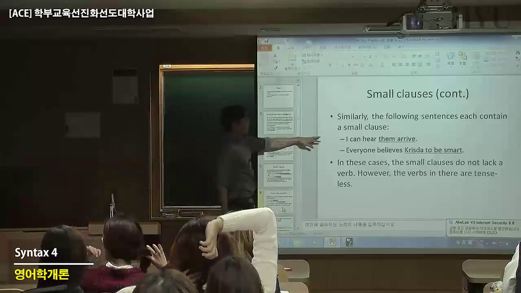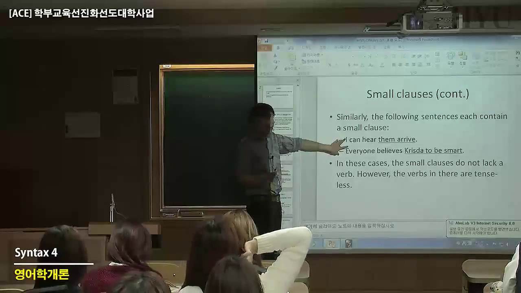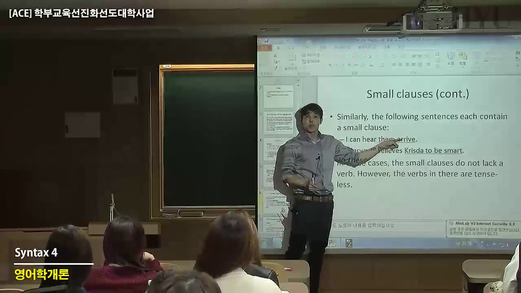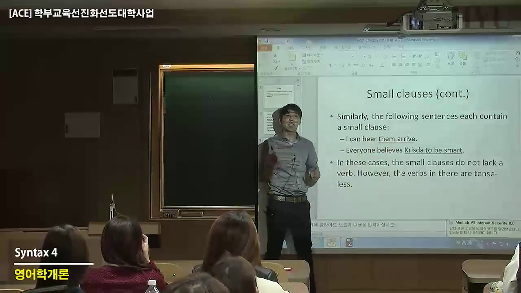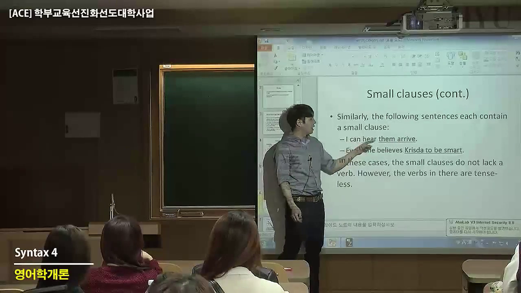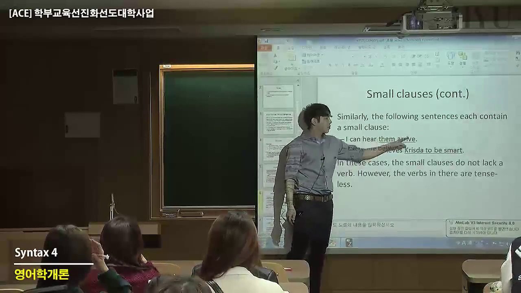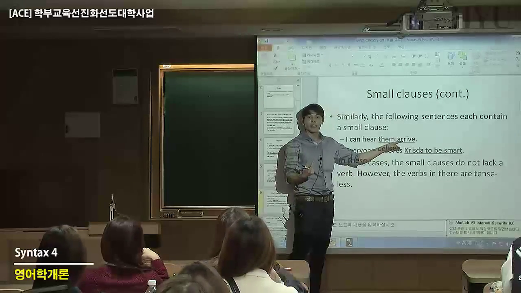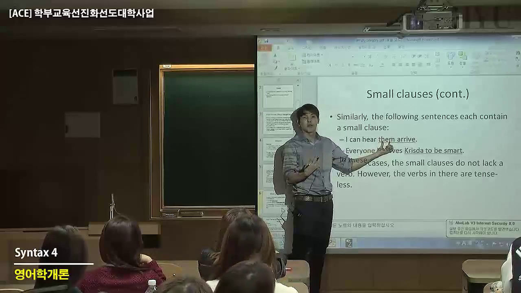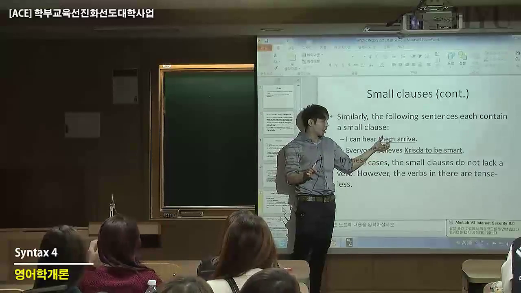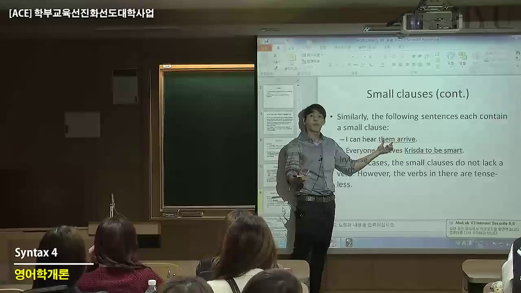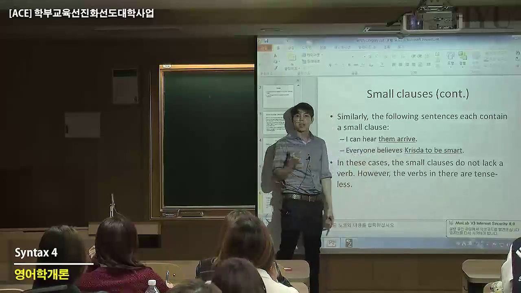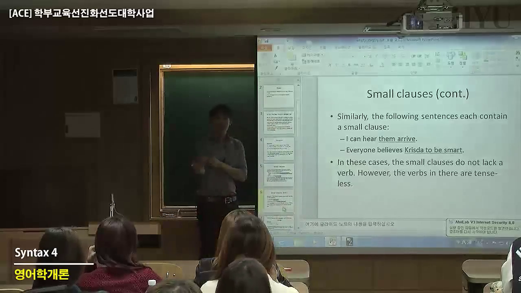And I have two more examples, same thing. But in this case, you have a verb, okay? But the verb doesn't have any tense. In other words, I can hear them arrive. So this is a small clause with them as the subject of arrive, even though it is in the object form, right? They and them. But it's the subject of arrive. Who arrived is them, right? So in this case, you have the verb, but the verb doesn't have a tense, okay? But it's still a small clause.